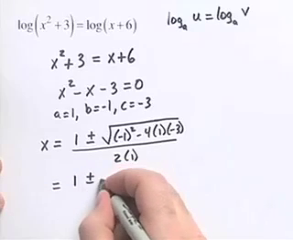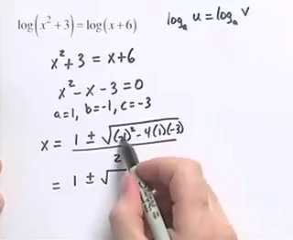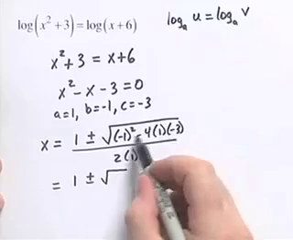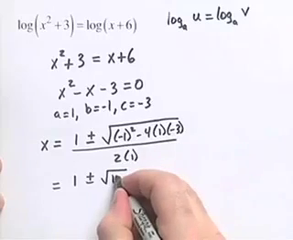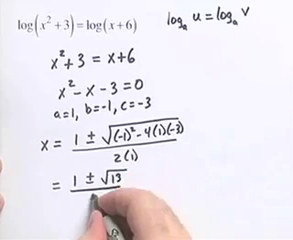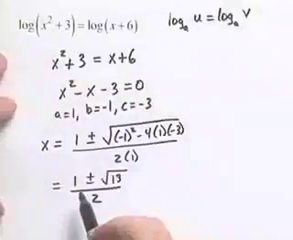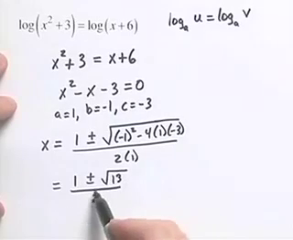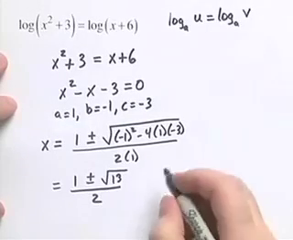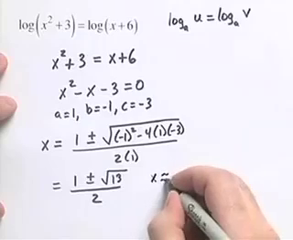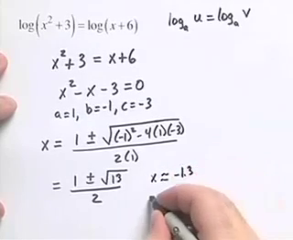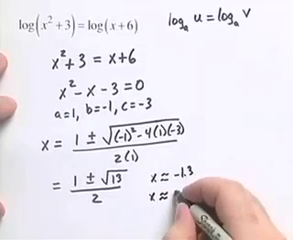Look at this, 1 plus or minus the square root. If we evaluate this inside, we'll have 1 plus 12, which is 13, and the denominator will be 2. It's important when solving logarithmic equations that we do check the solutions that we get, because sometimes doing operations on our equations can yield extraneous solutions. In this case, we have 1 plus or minus the square root of 13 divided by 2. If we put that in our calculator, we'll see that x is approximately negative 1.3, and x is approximately 2.3.